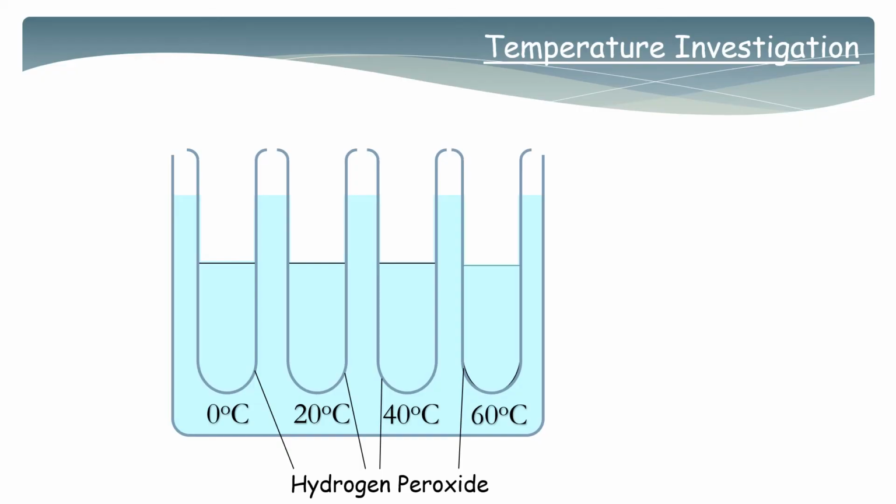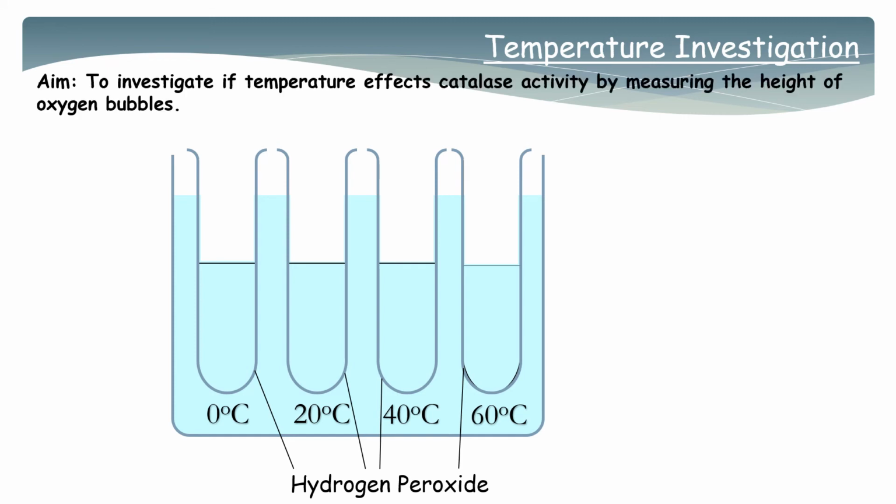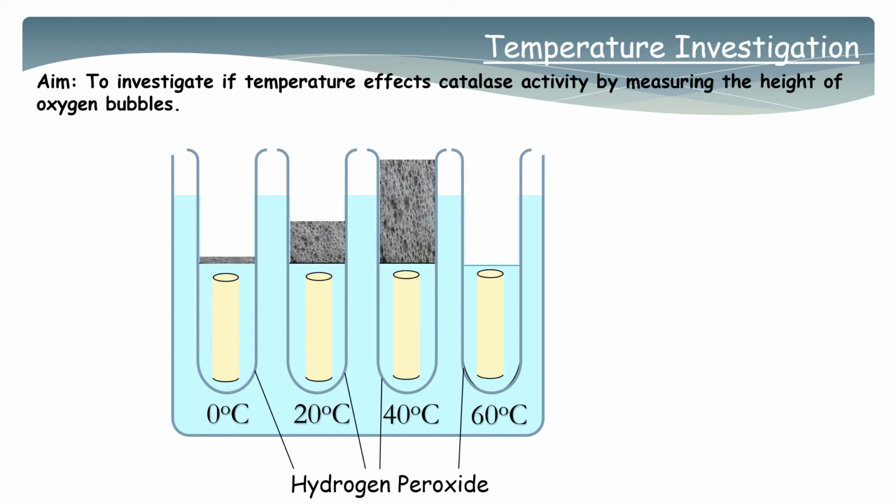So going back to the experiment of the temperature investigation. Obviously the aim was to investigate if temperature affected the catalase activity by measuring the height of the oxygen bubbles, and we had these results. So you're going to try and make your own conclusion from what we've just learned about temperature, and you're going to pause the video and then I'm going to give you the answer.